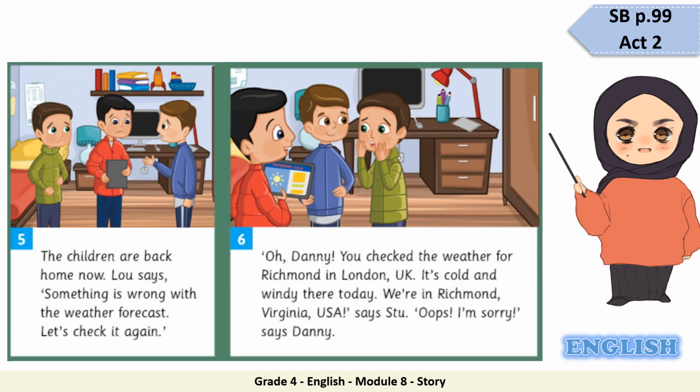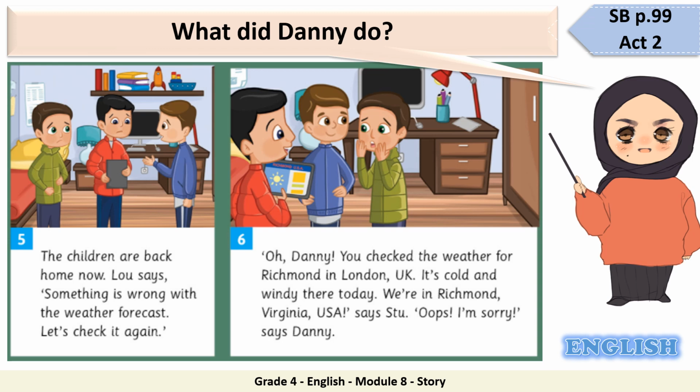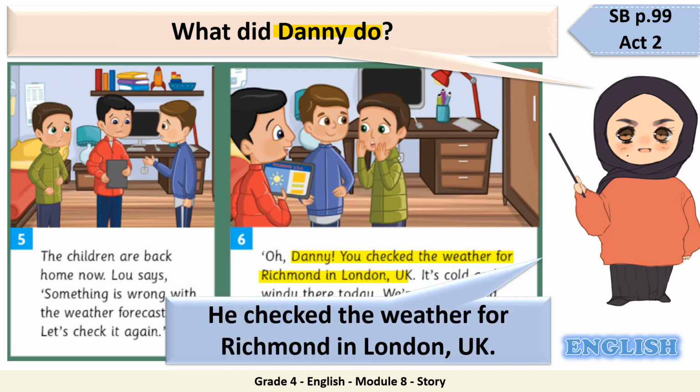And the last frame here, frame number 6. What did Danny do? And the keywords here are Danny, do. So let's go through the lines to find the answer. Well done! He checked the weather for Richmond in London, UK.